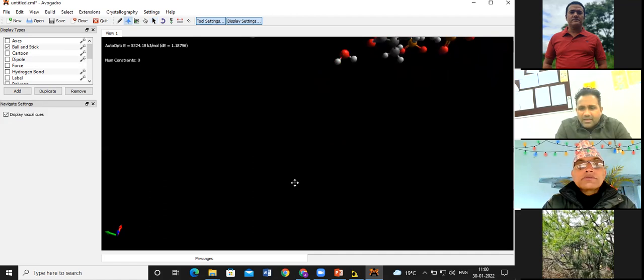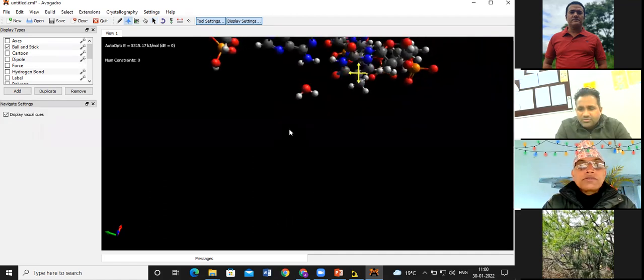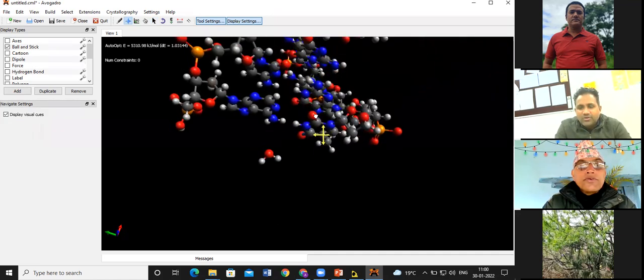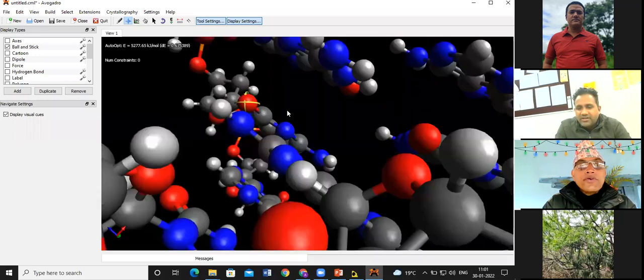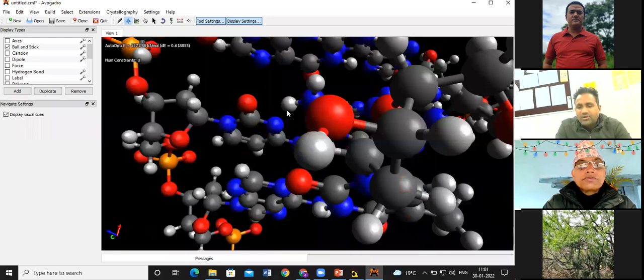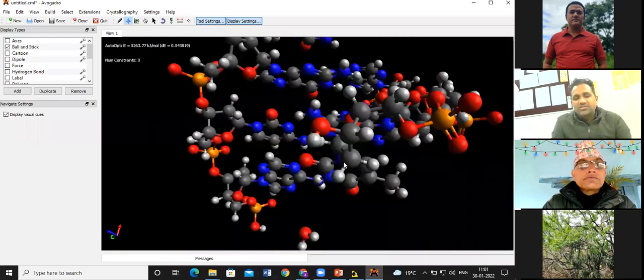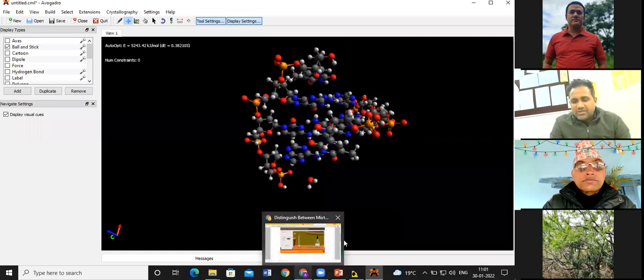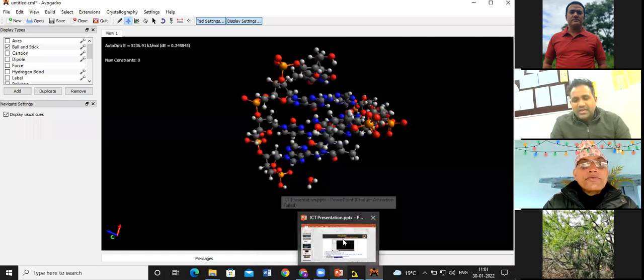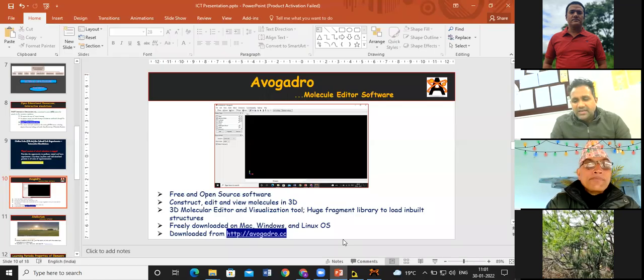I'm making it visible to you. This is the DNA molecule. You can see it, you can rotate it. It is the double helix model. You can create small structures like this one. So this is Avogadro, and this Avogadro can be used for teaching and learning. And this is simply a molecule editing software.